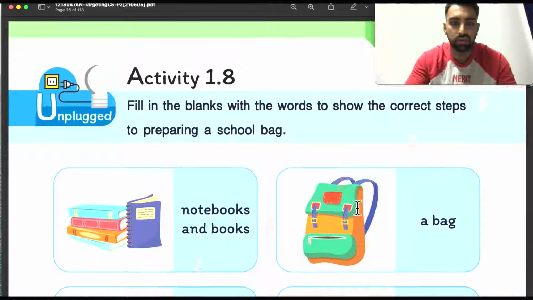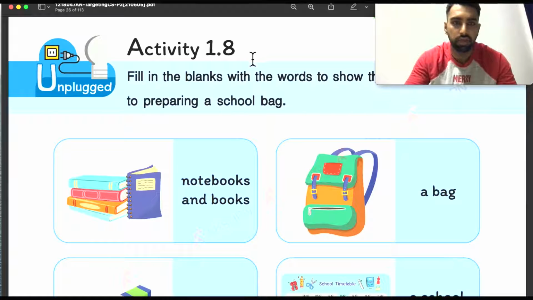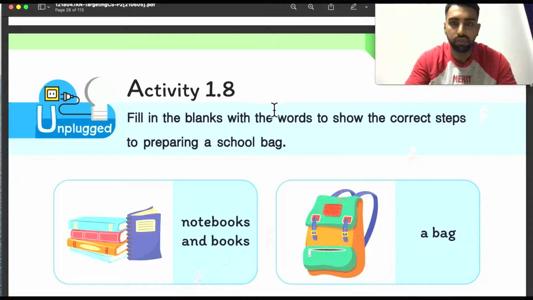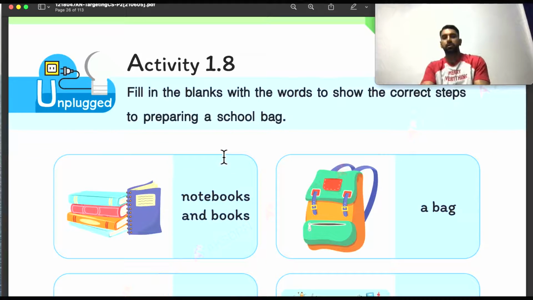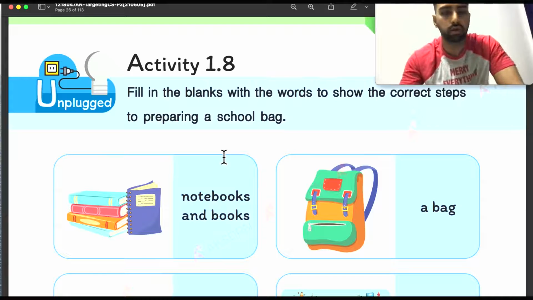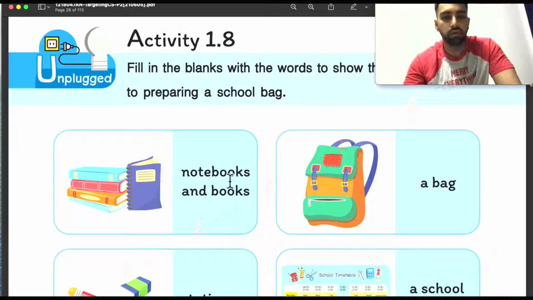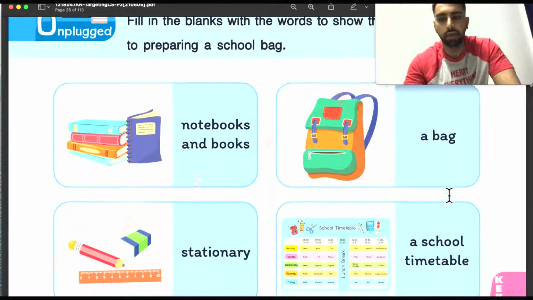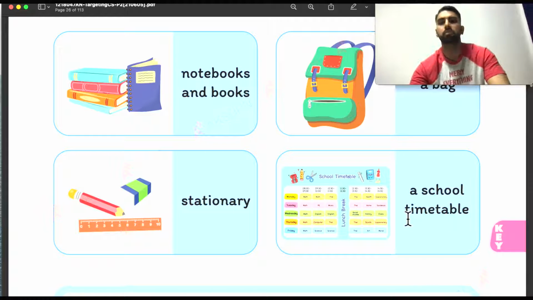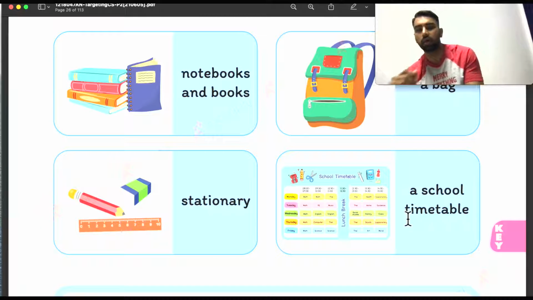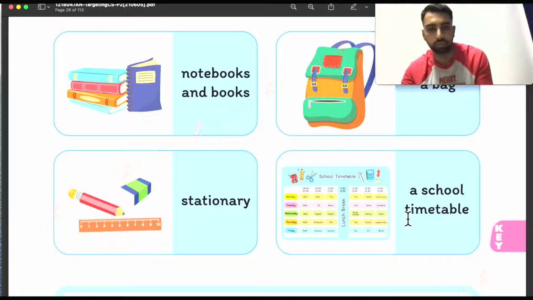And the next activity you have, guys, 1.8, fill in the blanks with the words to show the correct steps to preparing a school bag. How to prepare a school bag? You have to show the correct order. All right, these are notebooks and books. And this is a bag, a school bag. This is stationery and a school timetable, like what time you have a class for which subject.